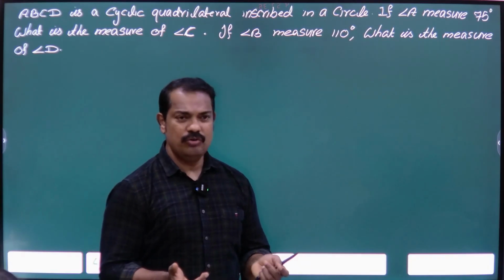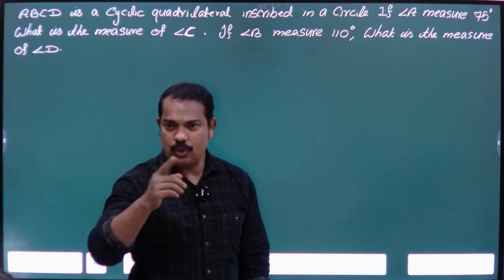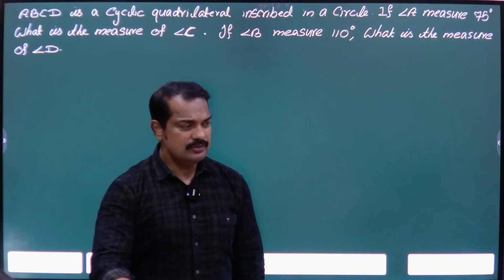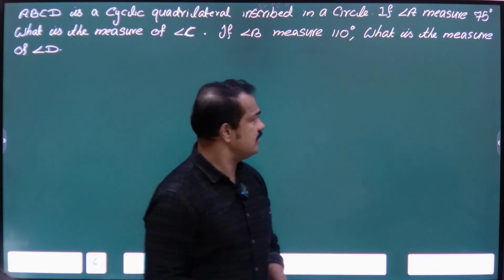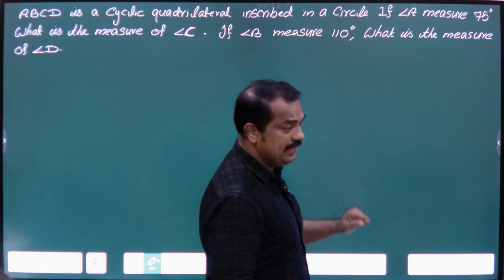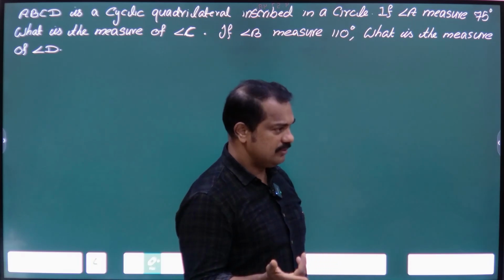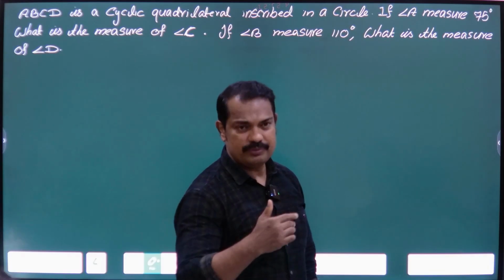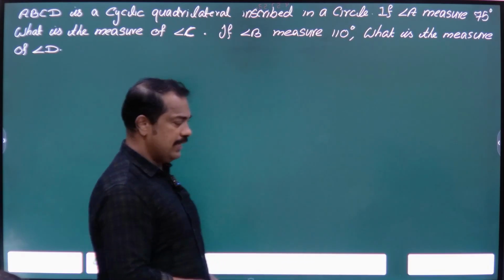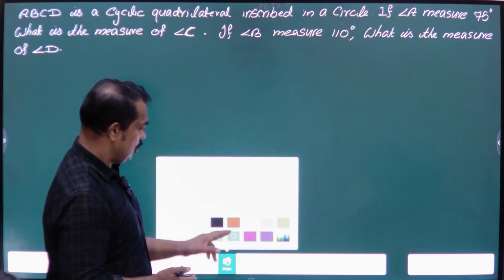105. Why? Sum of these two angles is 180 degree. Same way, angle B 110 degree. What is the measure of angle D? 70 degree. 70 degree because sum of the opposite angles is 180 degree. So draw the figure.